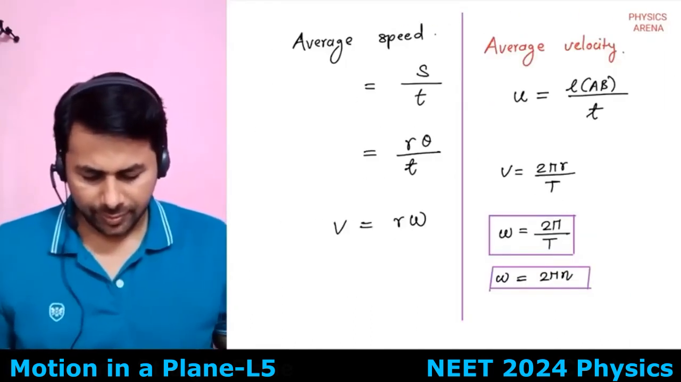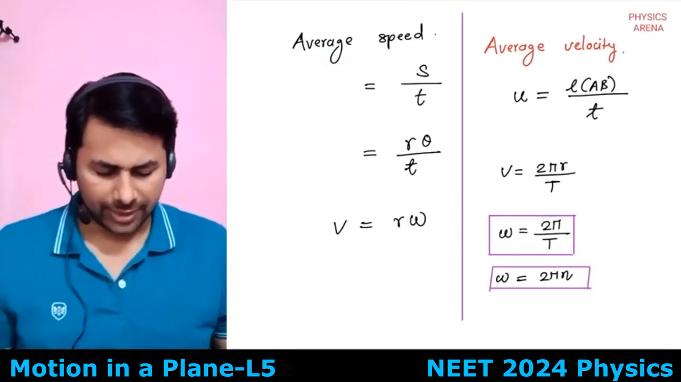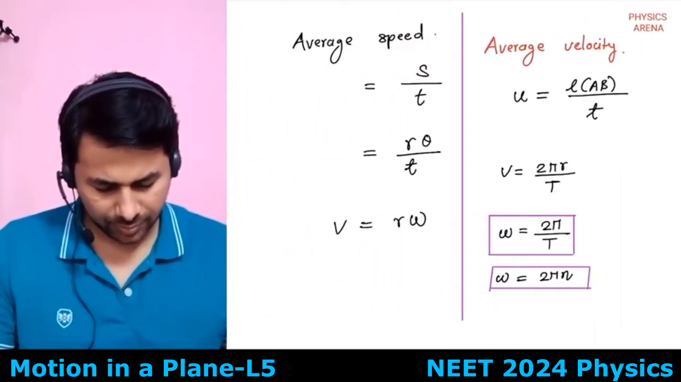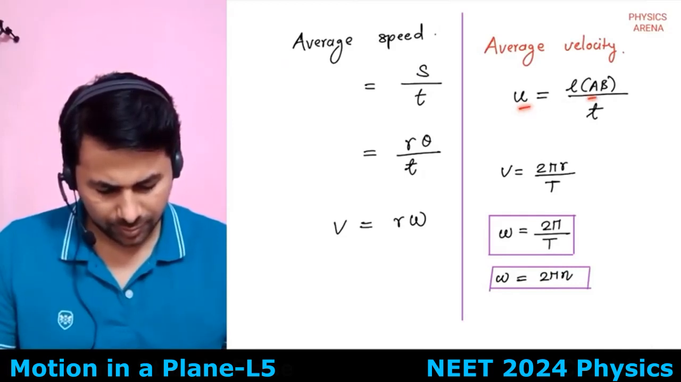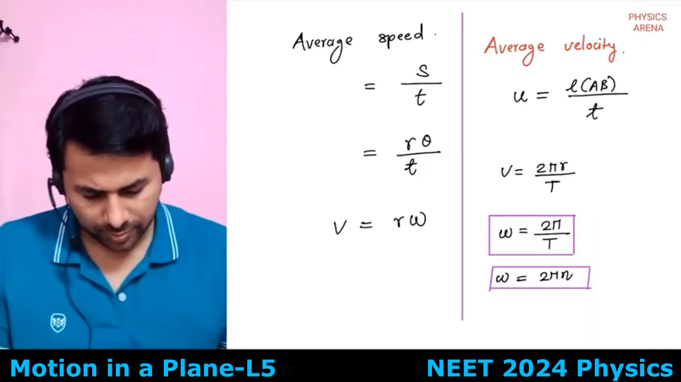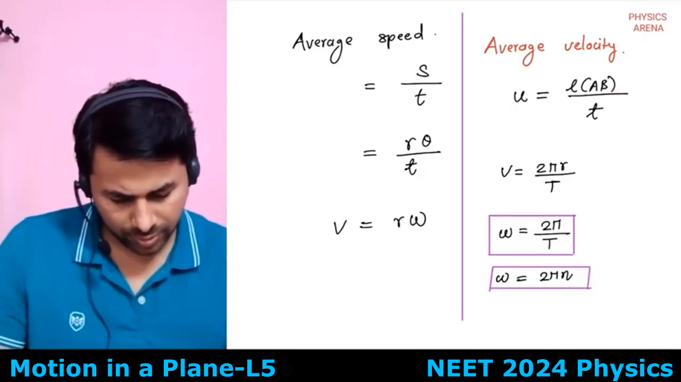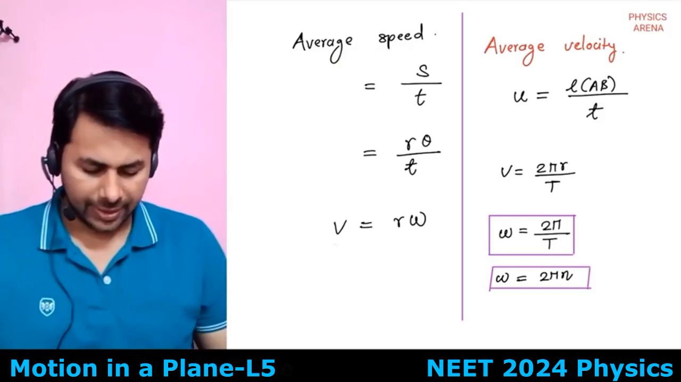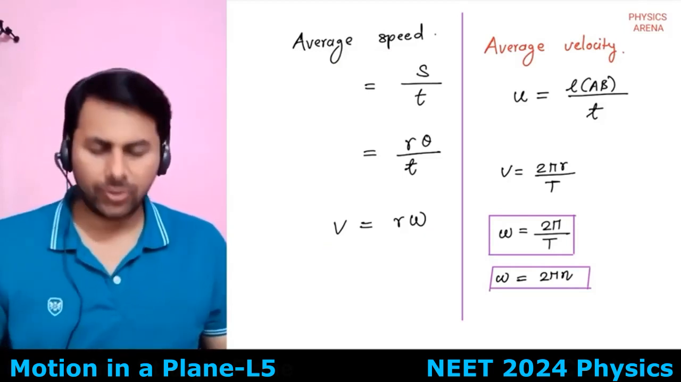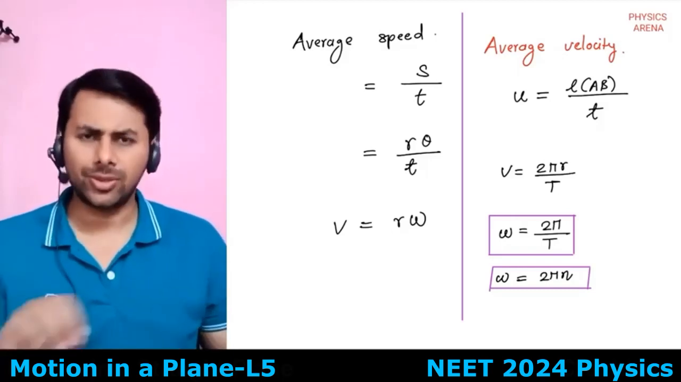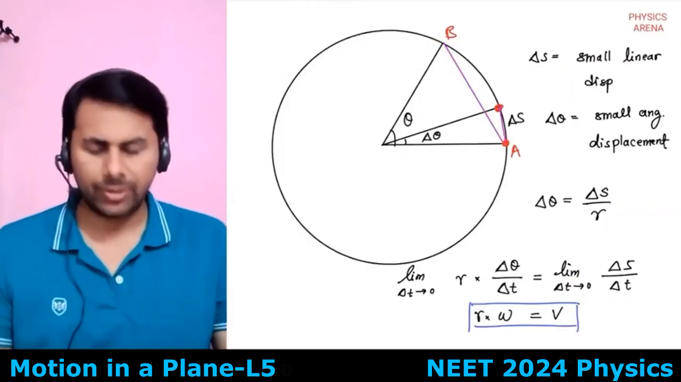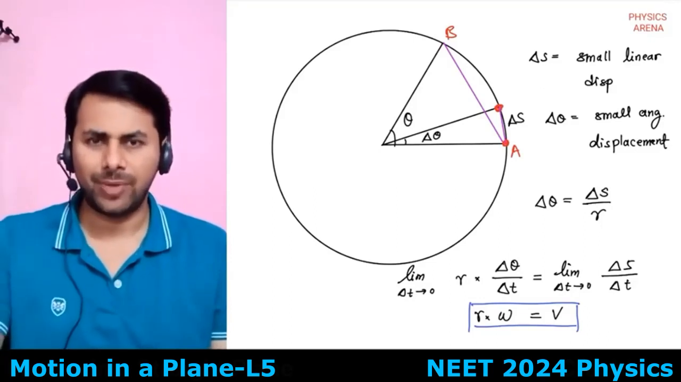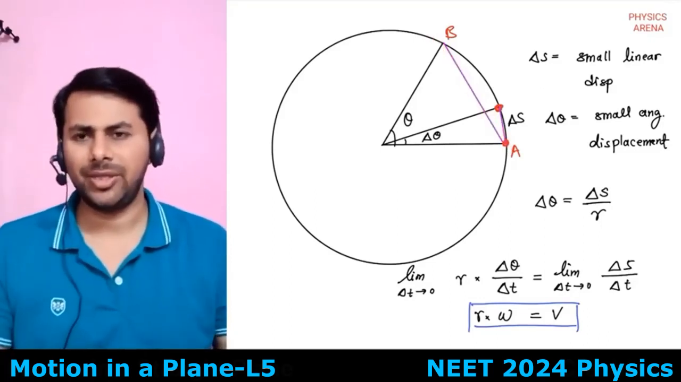Okay. Then, so average speed can be written as v equals r times omega. Okay. So if you want average speed, you can find it like this, v equals r times omega. And if you want average velocity, okay, average velocity. So suppose your particle goes from A to B in time t, how much would be the average velocity?